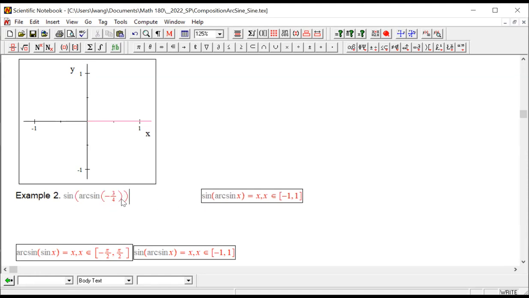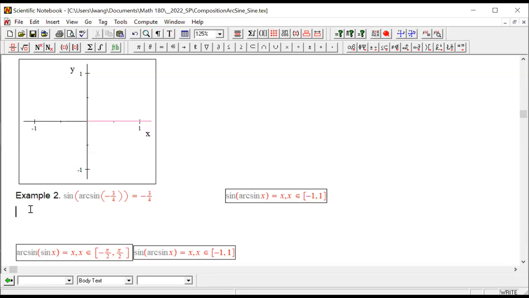Now, if we recognize that these two are in the same form, and x, the number in the place of x, is a value of -3/4, and this number is between -1 and 1, so the answer is obvious. The answer is -3/4. You're done. You're finished.